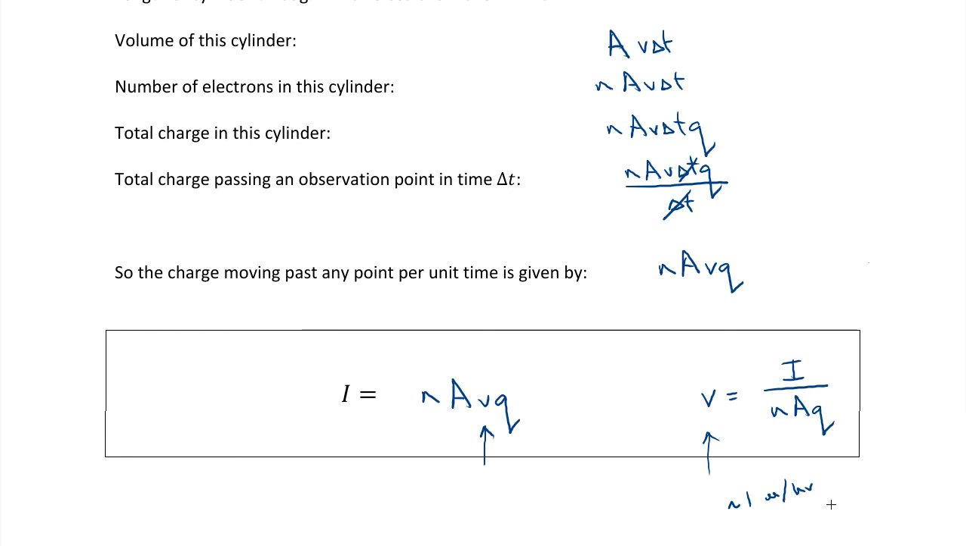So that's an introduction to the definition of current, and also a look at the drift speed of electrons in a wire.